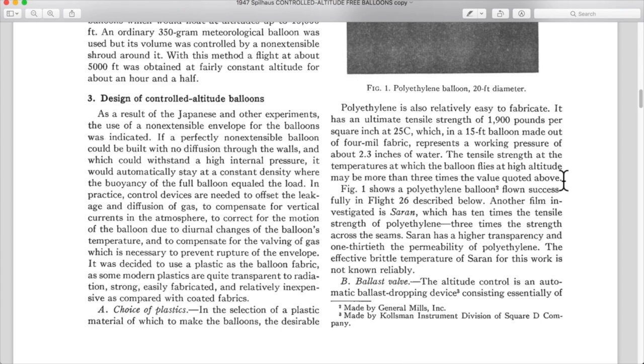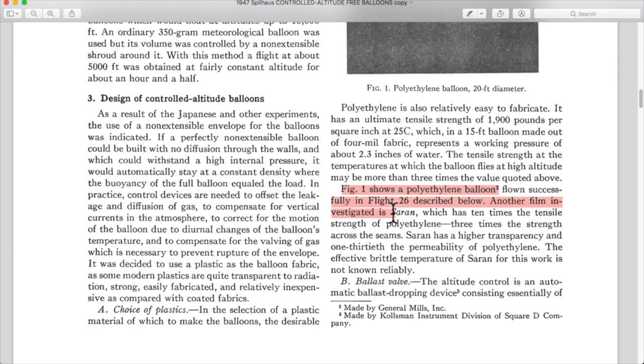The tensile strength at the temperatures at which the balloon flies at high altitude may be more than three times the value quoted above. And the reason why they say that the tensile strength is going to be higher when it's flying is because plastics get stronger as they get colder. And this eventually translates into being so stiff and strong that they will shatter when they are flexed. So while they get stronger and stronger as they descend in temperature towards their brittle point, you can take advantage of it being stronger as long as you don't go too cold.